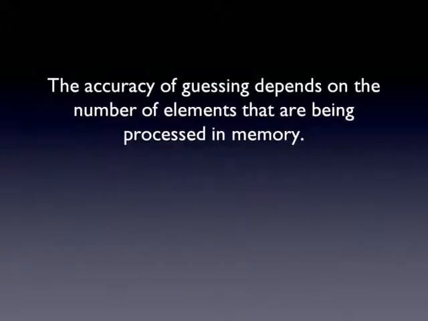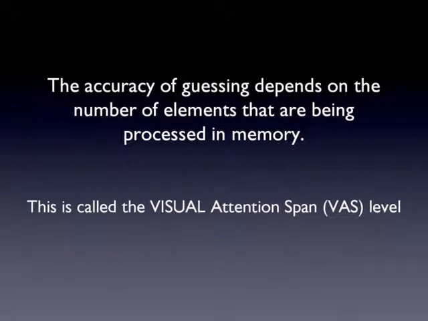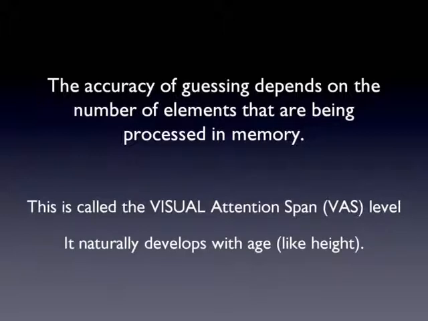So the accuracy of your guessing depends on the number of elements that are being processed in memory. This is called visual attention span. And we'll call it VAS, the acronym, for simplicity from now on. This is the VAS level. VAS develops like age, like height.